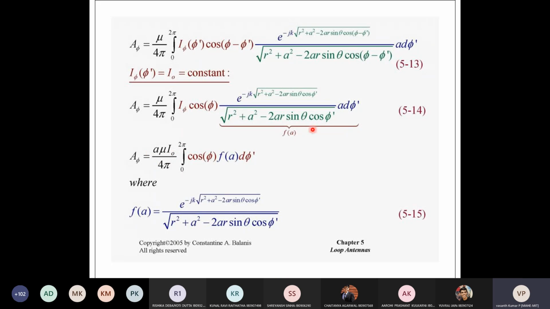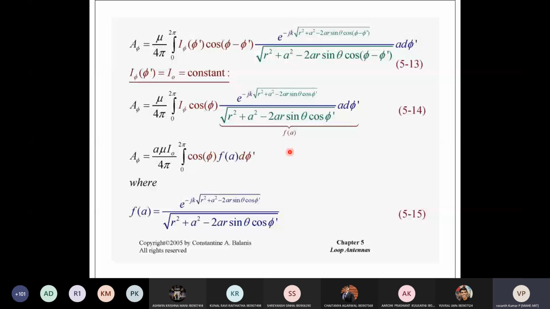You call this f of a, and that is given by this. This is called f of a. So the integration is now this, 0 to 2 pi d phi dash. Can I go to the next slide?